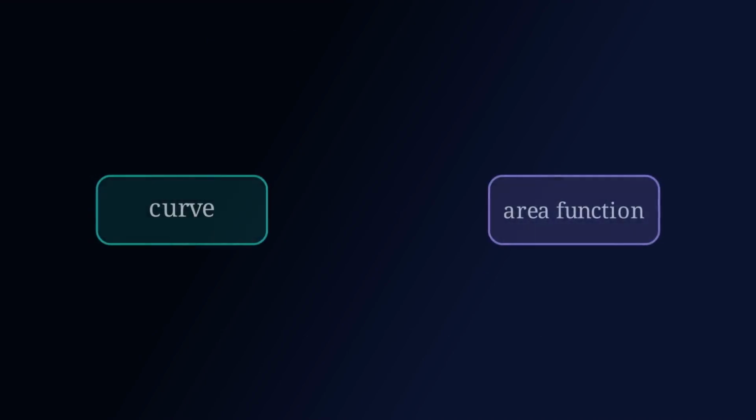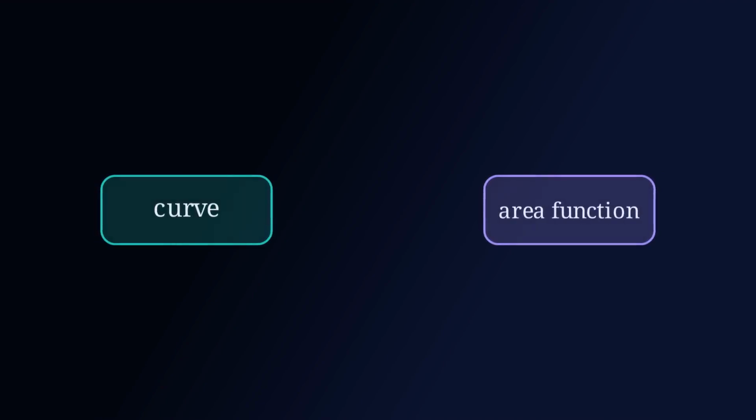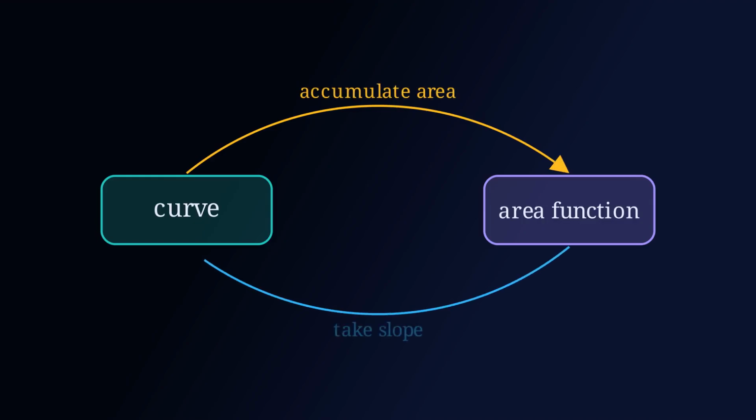Let's say the punchline out loud. If you build the area so far function by accumulating area under a curve, then the slope of that area function gives you back the original curve. Accumulating area and taking a slope undo each other. This is the fundamental theorem of calculus.